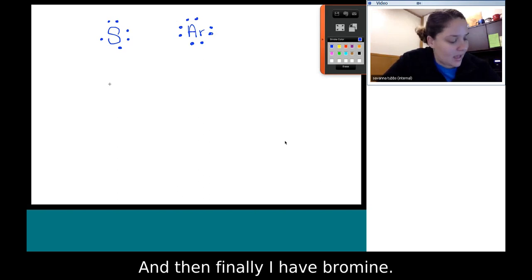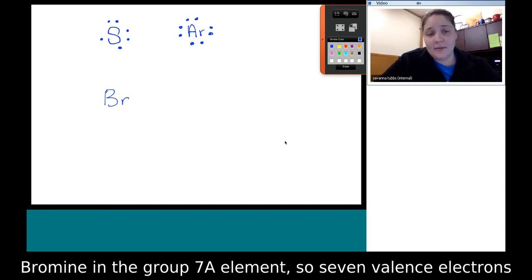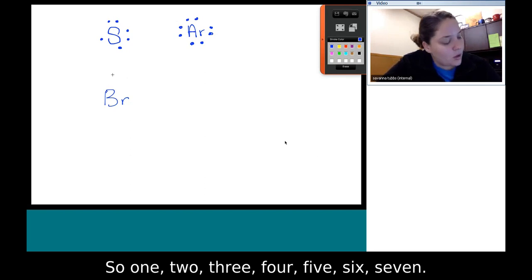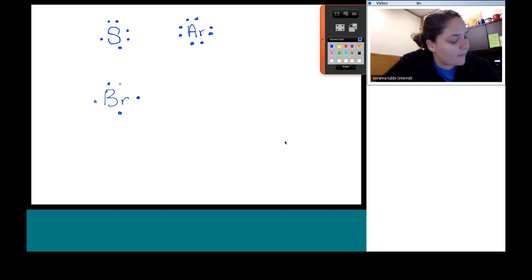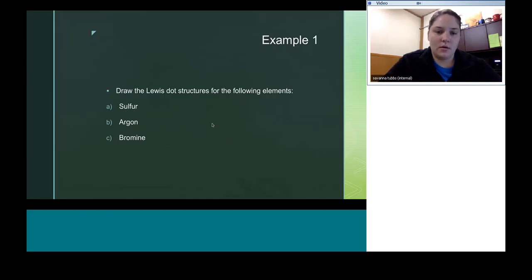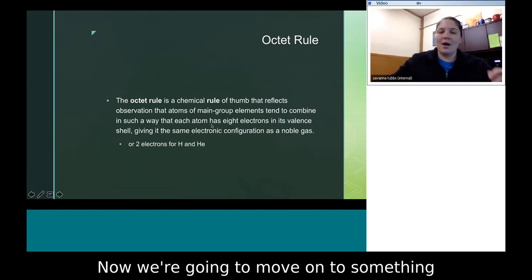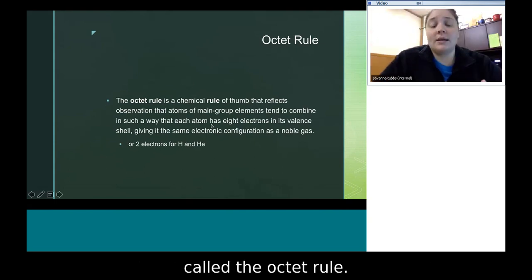And then finally, I have bromine. So bromine is going to have the symbol of Br. Bromine is a group 7A element, so 7 valence electrons surrounding it. So 1, 2, 3, 4, 5, 6, 7. So this would be the Lewis structure for bromine. And that completes our example 1. Now we're going to move on to something called the octet rule.